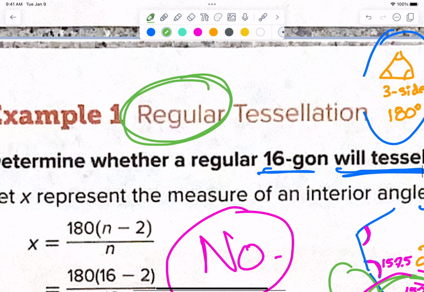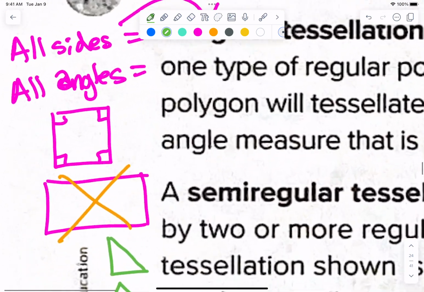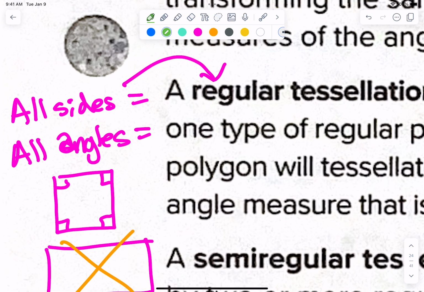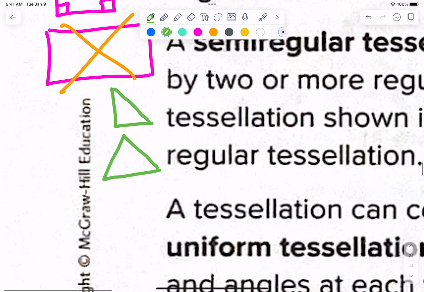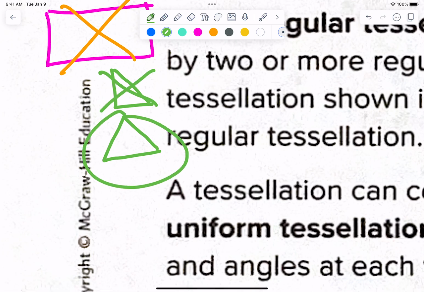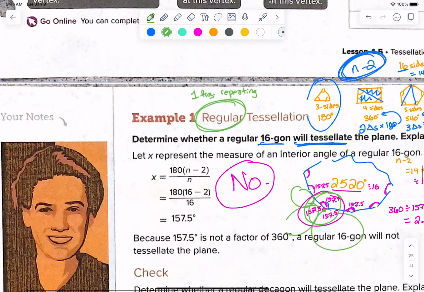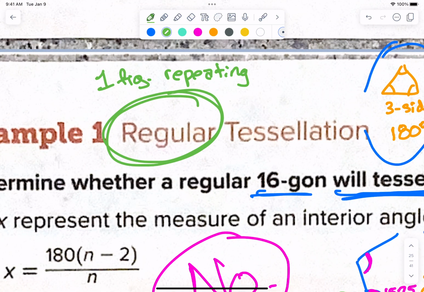Add this to the top right above regular. Regular tessellations have one figure repeating over and over again. Now that figure is a regular figure. Do you remember what the word regular meant from yesterday? A regular figure means all sides are equal and all angles are equal, like a square, not a rectangle. Like an equilateral triangle, not this triangle. All sides are the same, all angles are the same. So a regular tessellation is one figure that's repeating over and over again, okay?